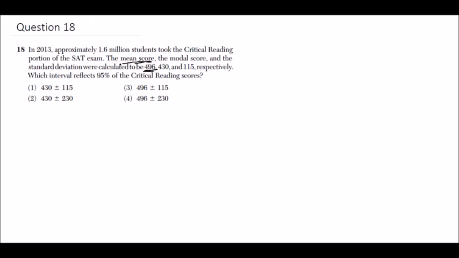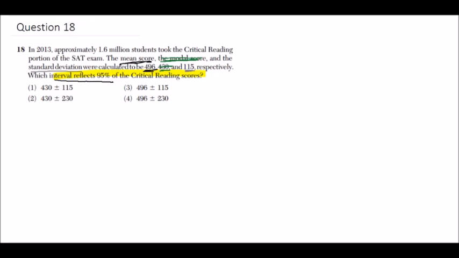So 496 is the mean score, which is going to be important. 430 was the mode, which is not going to be important because we're interested in what the interval is. So the mode isn't significant. And then we have 115 is the standard deviation. That is important. And the question asks, which interval reflects 95% of the critical reading scores?